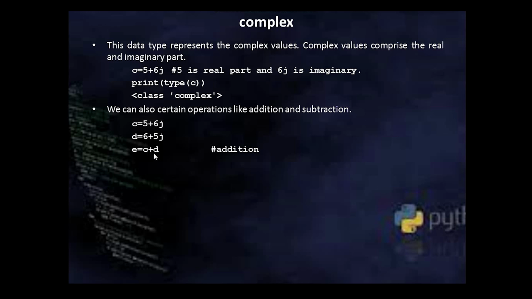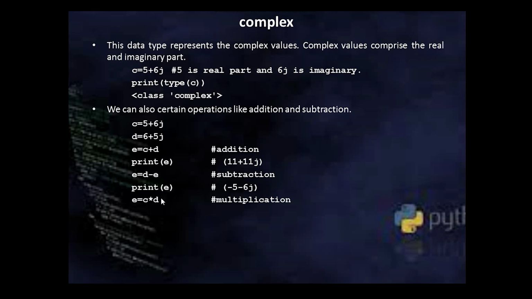And if I write c plus d, so when you do addition, the real part is added to the real part, and the imaginary part to the imaginary part. So it will be 11 plus 11j. Similarly, when I subtract, the real part and imaginary part will get subtracted. You get the answer minus 5, minus 6.